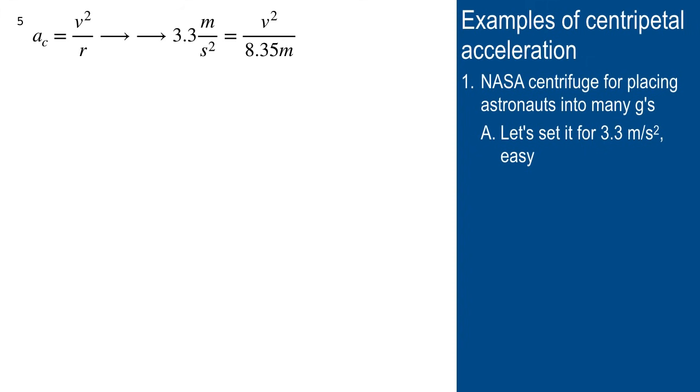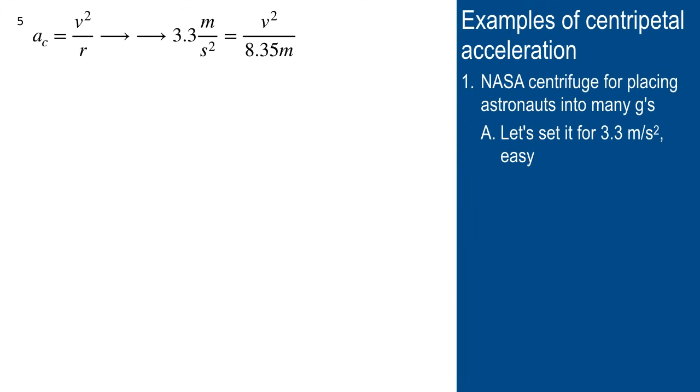So the basic formula up here, A subscript C, centripetal acceleration, is V squared over R. We're going to put 3.3 meters per second. Uh-oh. You know what? I didn't put 3.3 G's. That's not a G. That's 3.3 meters per second squared. Let me pause that. Okay, so this looks better now. We're going to set it to something fairly easy for them, 3.3 meters per second squared.